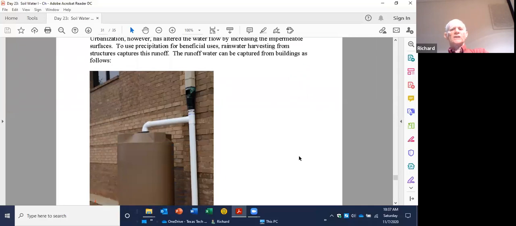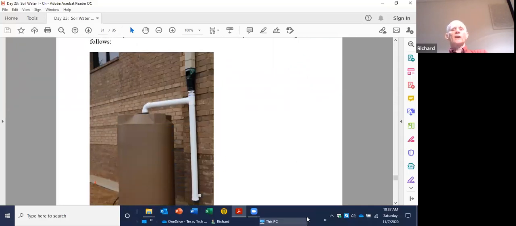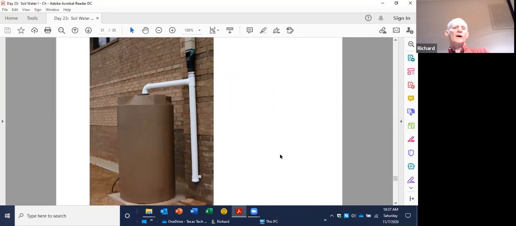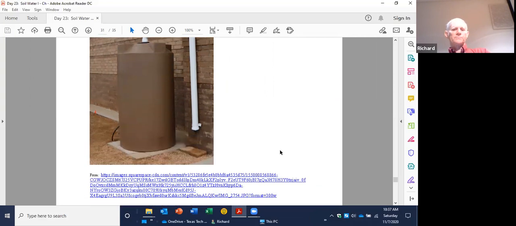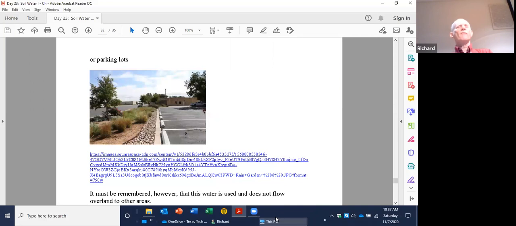And this picture is taken from the High Plains Underground Water Conservation District number 1 main office on Avenue Q. The water runs off the top of the building. They store it in barrels. They also have water harvesting from their parking lot. The water runs off the parking lot, goes into the French drain and the gravel, and then waters the plants alongside.